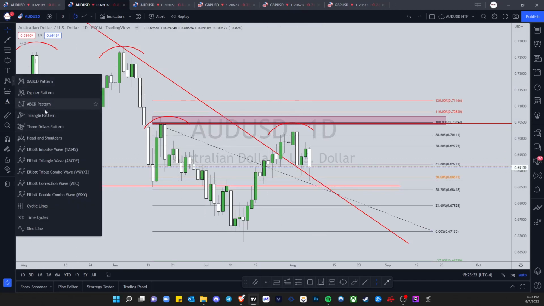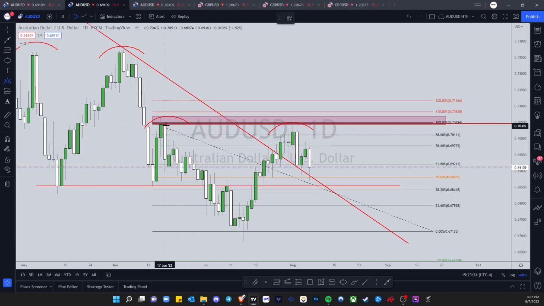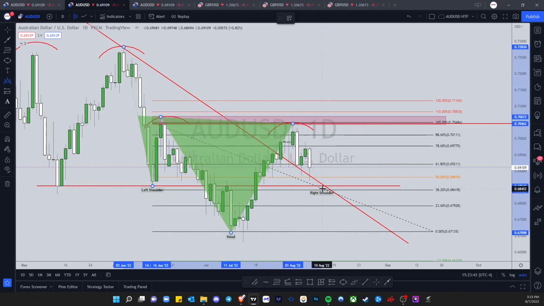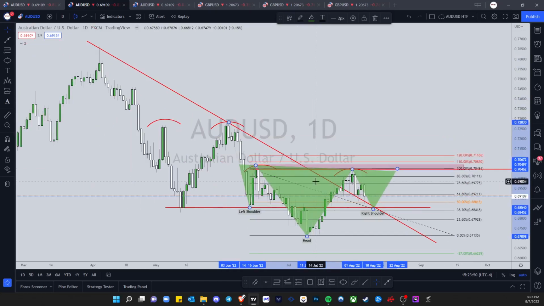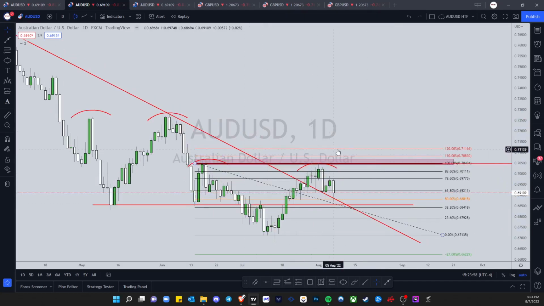Let me draw that and I'll show you what I'm talking about. Left shoulder, head, right shoulder. So we're just waiting to see if it's gonna play out like that, right? But I don't like to predict things, right? I only like to react to certain things, you know.